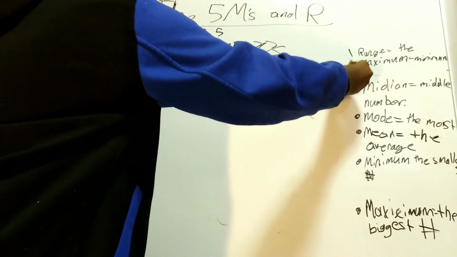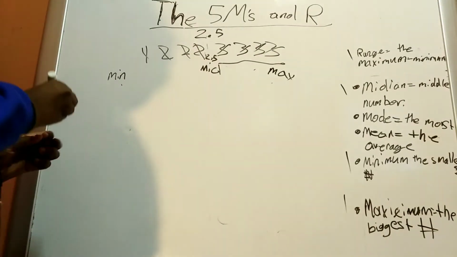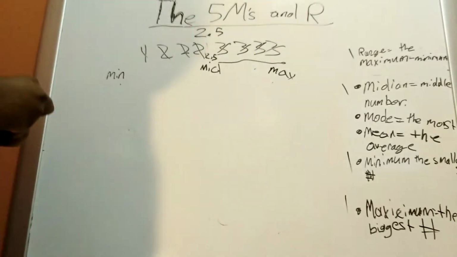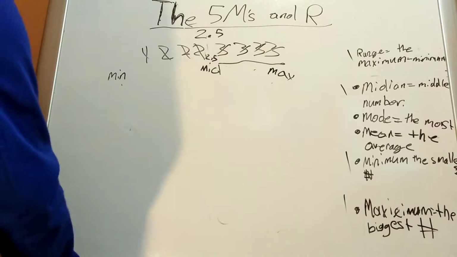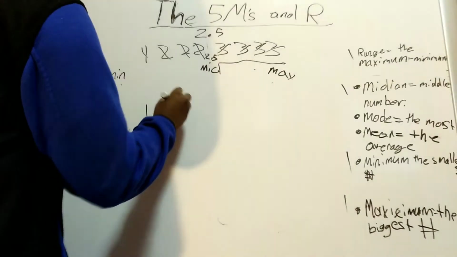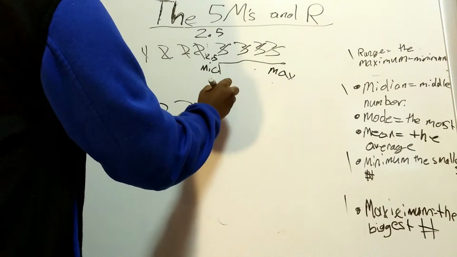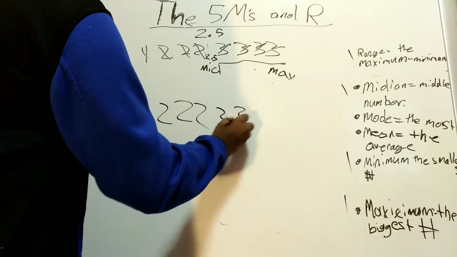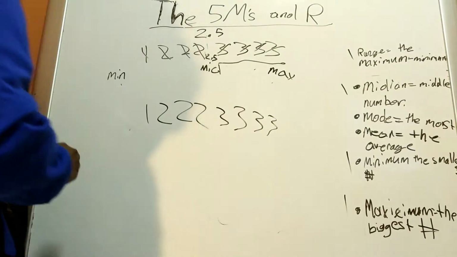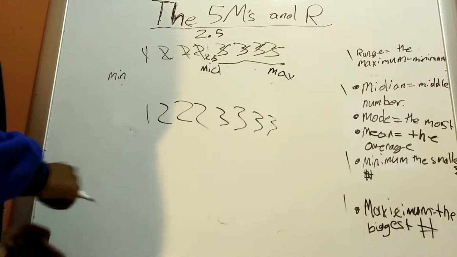Now we're going to be starting on, since we did range, median, minimum, and maximum, now we have to finish the last two M's, which is mode and mean. So then we have 1, 2. We're not going to include the 2.5 right now. 3. So now we're going to do the mode. In this case, our mode would be 3.